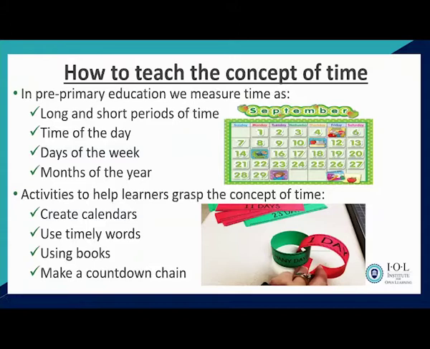And we also use timely words, like I said, yesterday, today, tomorrow. We can make use of books that have to do with time. And then also what is nice is to make a countdown chain. So they make a chain, for instance, for when they start off in January for Independence Day. So every day they get rid of one of the links. So the smaller the chain becomes, the closer it gets to Independence Day. Those are the examples that we can use.